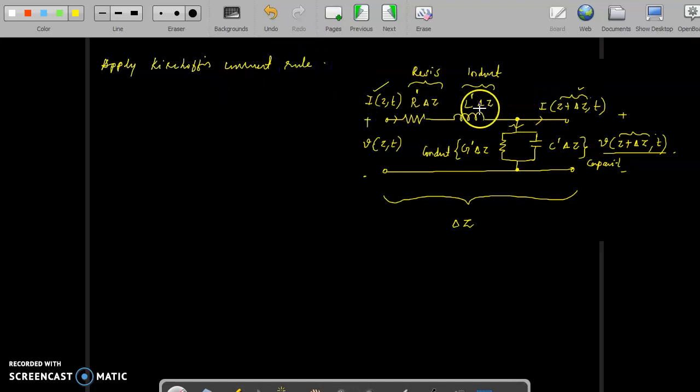So what is the incoming current? This one is the incoming current, I(z,t). Why am I using the small letter i? Because i is a variable quantity, which changes with time. So i depends on both t and z, the length of the transmission line and the time. So this is the incoming current.